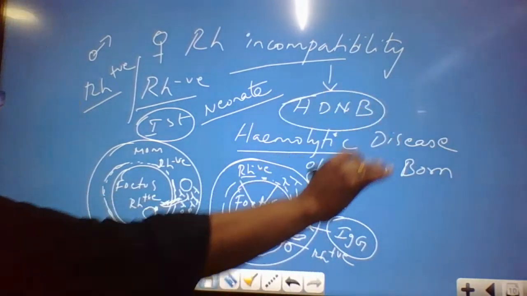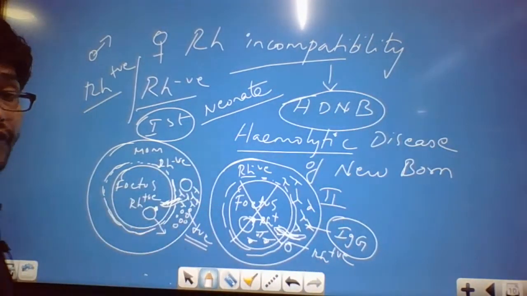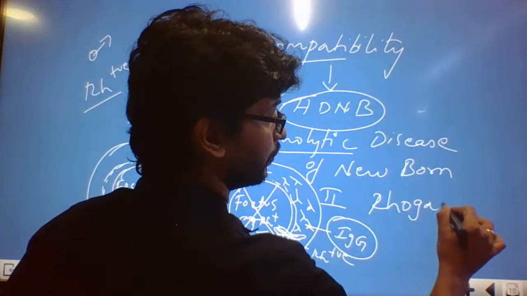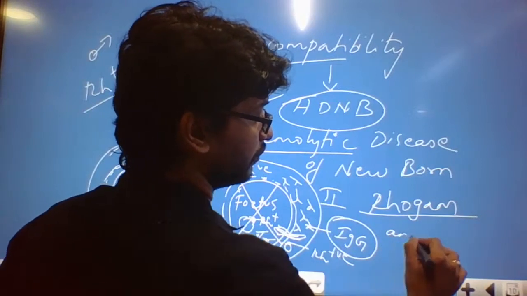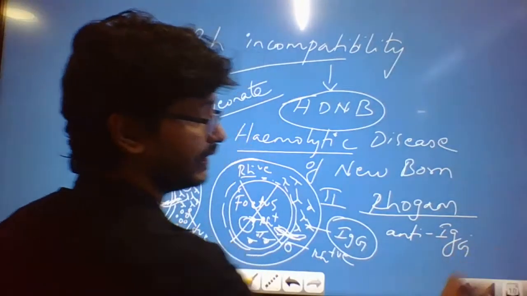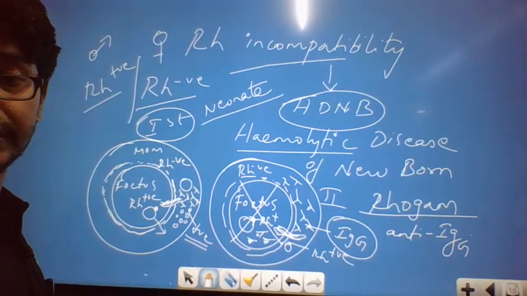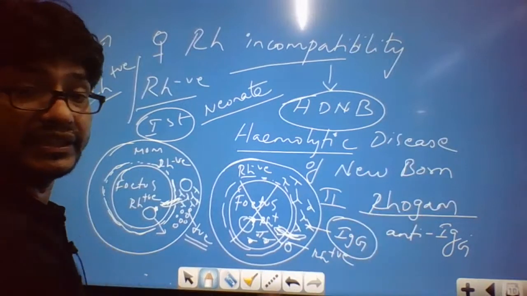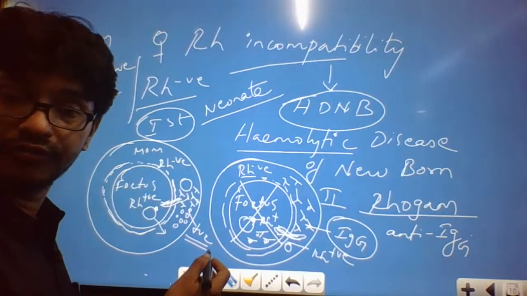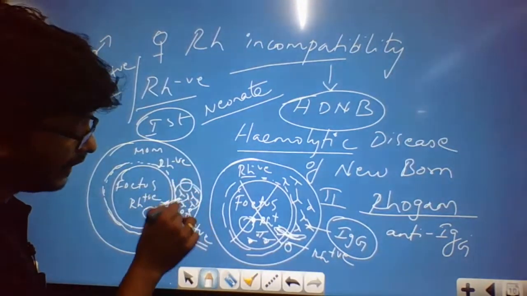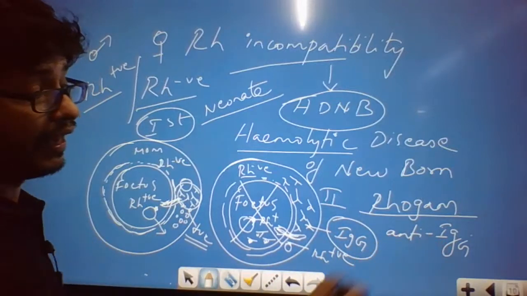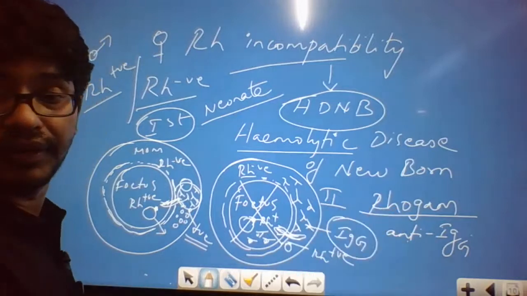So how do we prevent this? This is prevented by means of Rogam, which is anti-IgG. So anti-IgG can be given. When should the anti-IgG be given? Immediately after the first pregnancy. Before the proliferation, that is, before the antibodies are produced, the mother will be given the pre-formed antibodies, the Rogam antibodies.